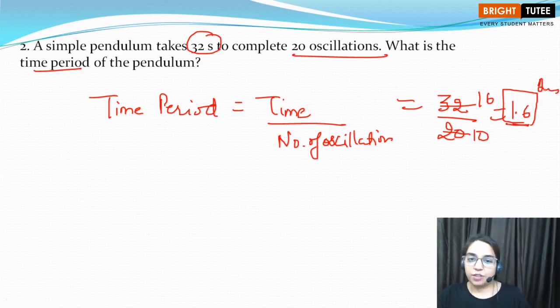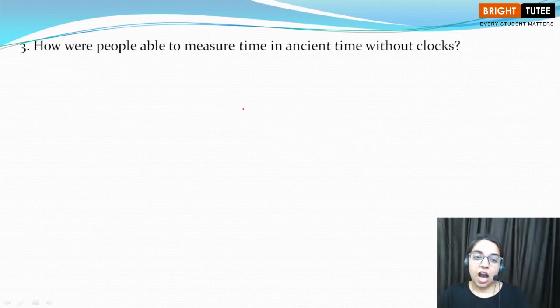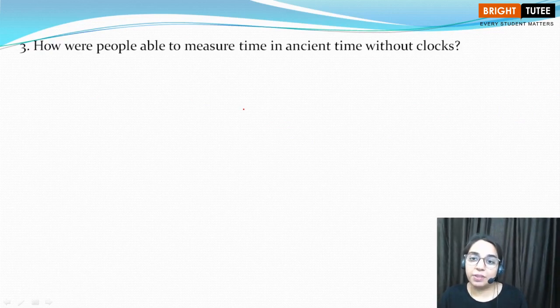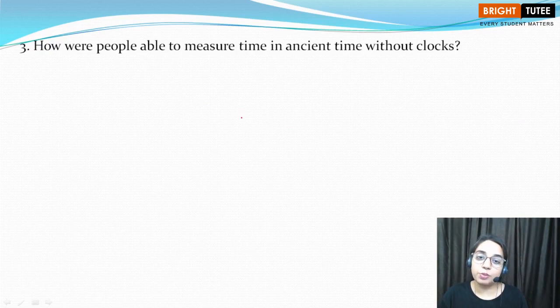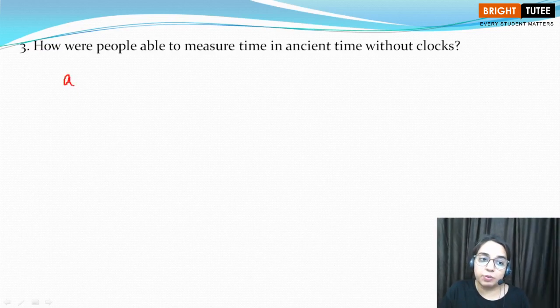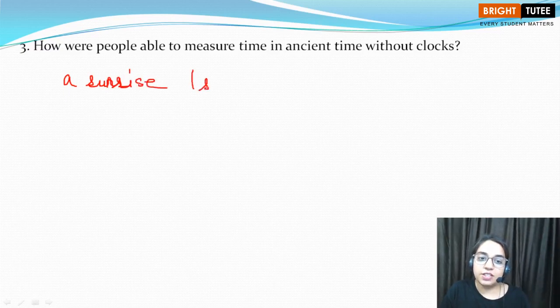Let's move to the next question, children. How were people able to measure the time in ancient times without clocks? So children, they had their own ways to measure the time. For example, they noticed certain phenomena that occur naturally, and they tried to relate to it. For example, they measured a day as the time interval between one sunrise and one sunset. This is how they measured a day.